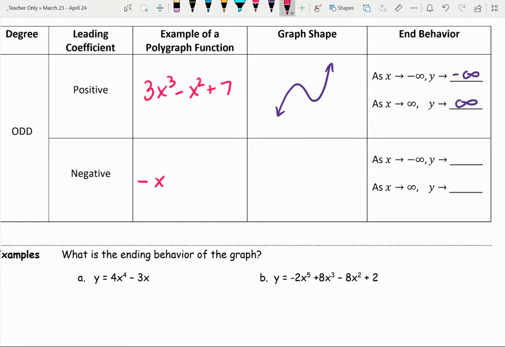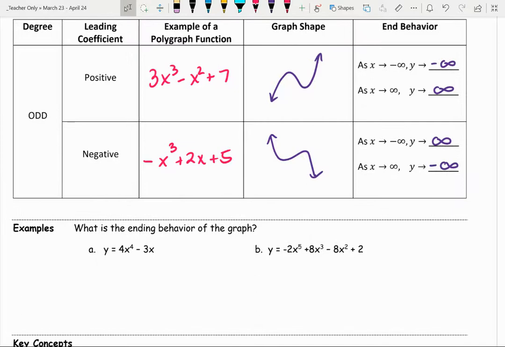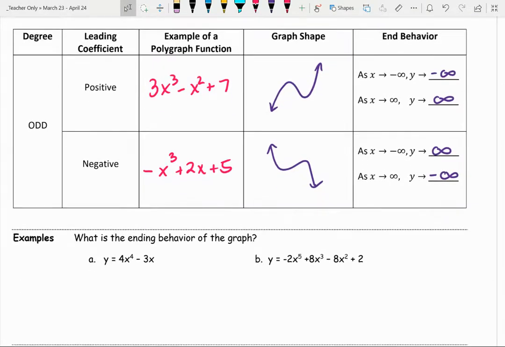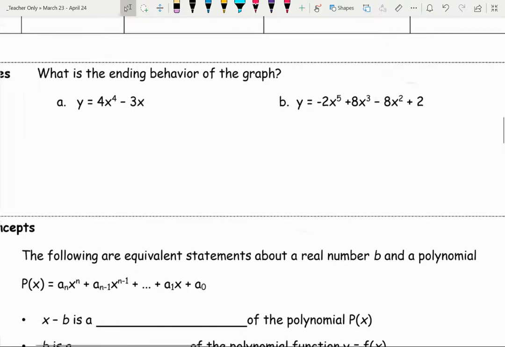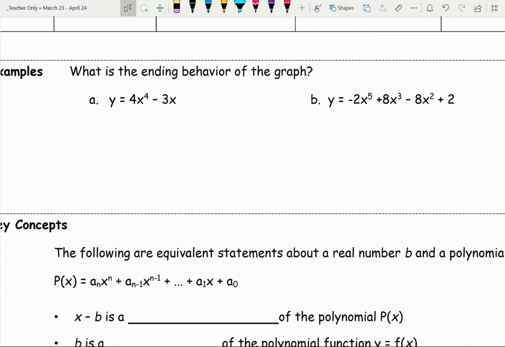But if we have a negative leading coefficient, then our end behavior will be reversed. This time as x goes to the far left, to negative infinity, y approaches really large positive values, infinity. And as x goes to infinity on the right-hand side, y will approach negative infinity. So just something to keep in mind here, we're using a combination of the degree and the leading coefficient. So I'm going to have you check out these two examples here about the end behavior of these graphs.